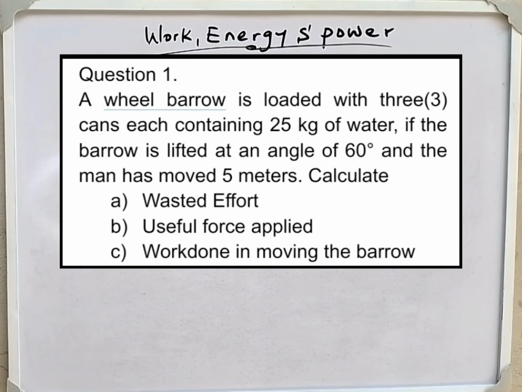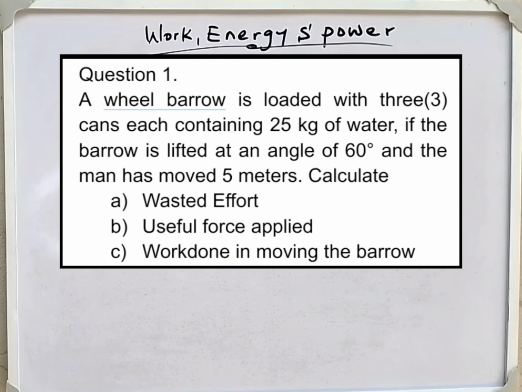Question 1 is being shown on the screen. Let's read the question together. A wheelbarrow is loaded with 3 cans, each containing 25 kilograms of water. If the barrow is lifted at an angle of 60 degrees and the man has moved 5 meters, calculate A, wasted effort, B, useful force applied, and C, work done in moving the barrow.